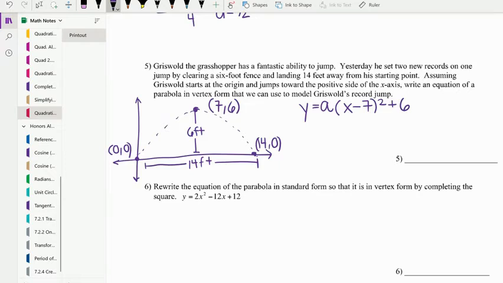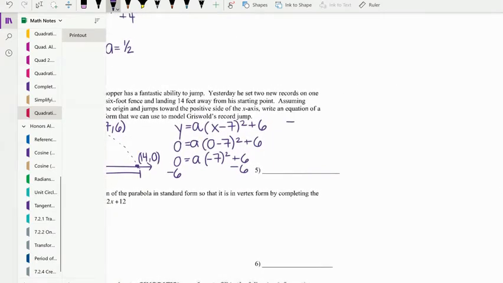So now that I have it in vertex form, I can plug in a point. I typically like to plug in (0, 0) because it goes through this particular graph and it's easy. So we plug in 0 for y and then 0 for x. We also could have plugged in (14, 0). All right, next we have 0 = a(-7)². And then I'm going to subtract 6, move it to the other side. So we end up getting -6 = a times -7 squared, which is 49.